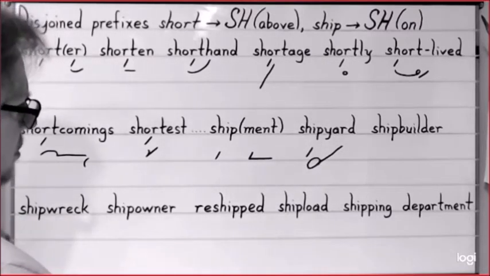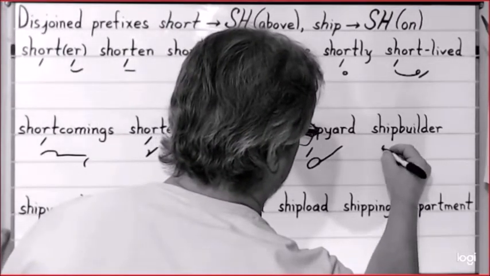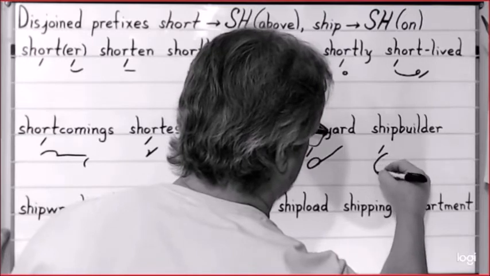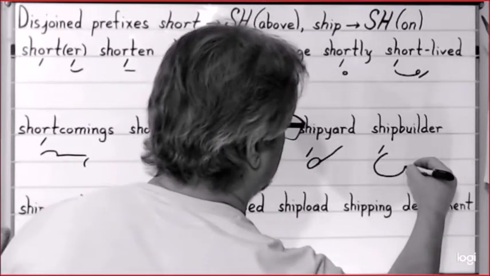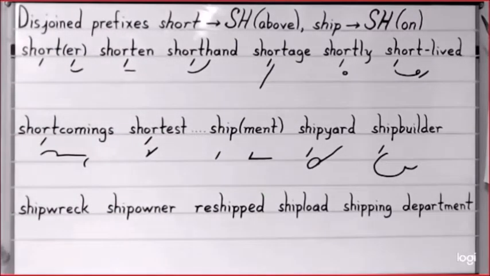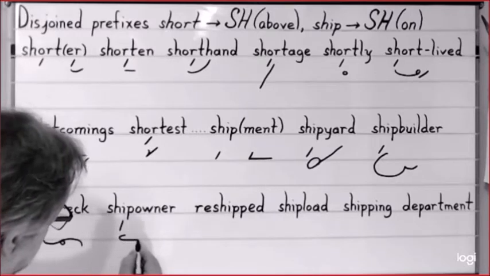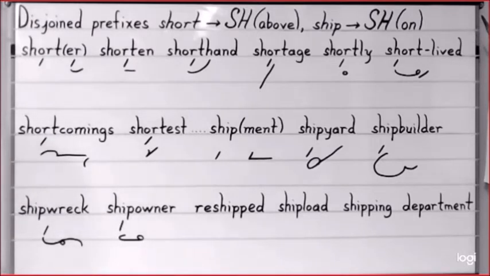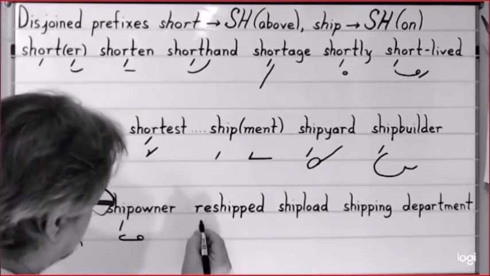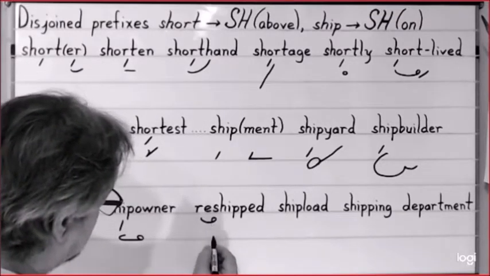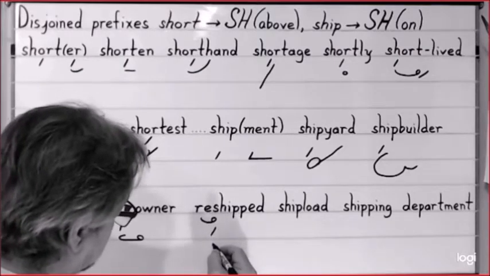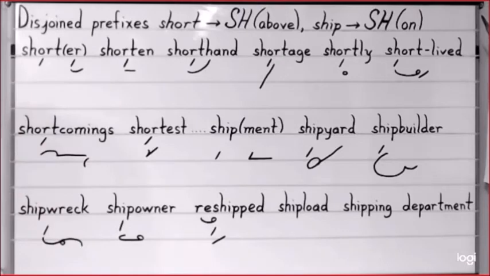So for ship builder, this is an SH, and then a B, L, curve up to represent the D, and then an R. For shipwreck, it is an SH, and then an R, E, K. For ship owner, it is SH, and then an O, N, then a reverse circle E. For reshipped, we're just going to write an R, E, and then an SH here, and then a disjoined T for the past tense for reship.